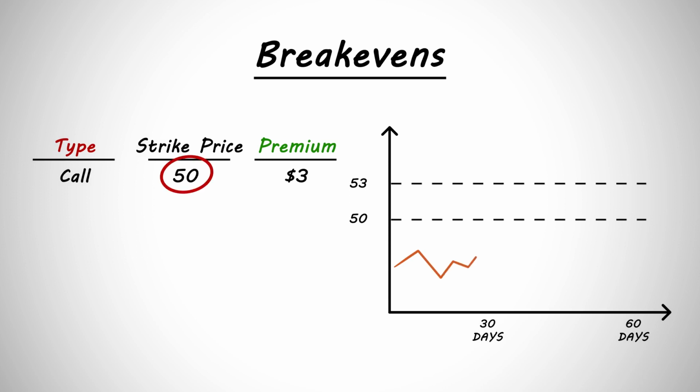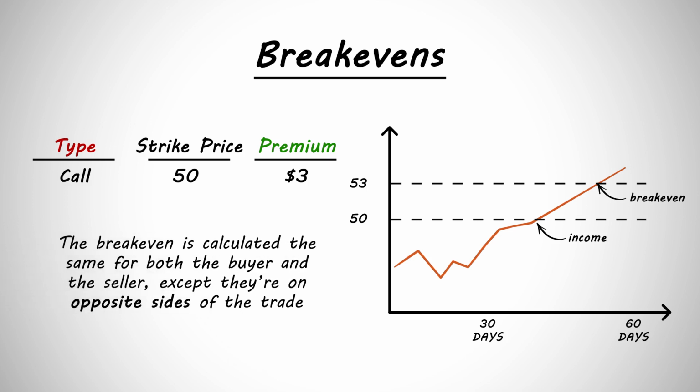If we buy a 50-strike price call for $3, the stock has to reach $50 before we start making any money. But we still have to account for the $3 premium we paid for the option. So, easy enough, we simply add the premium to the strike price. Once the stock reaches $53, we've made a $3 profit on the call option, which covers the $3 premium we paid for the contract. So in this example, $53 would be our break-even.